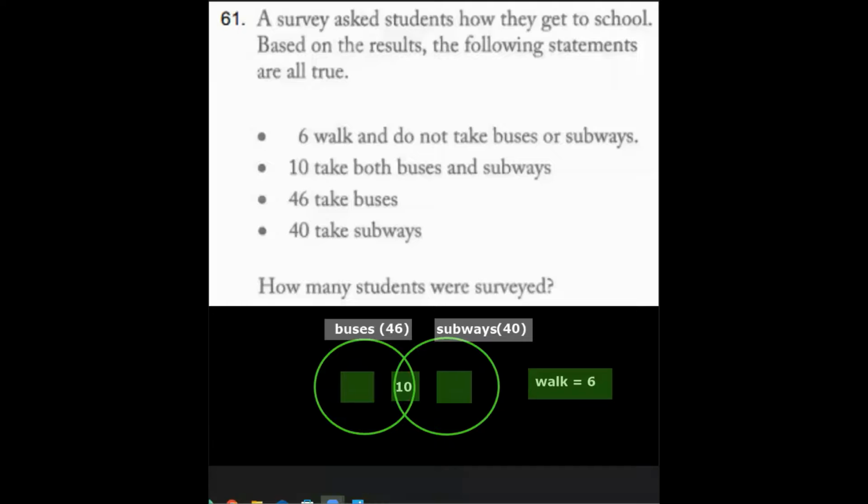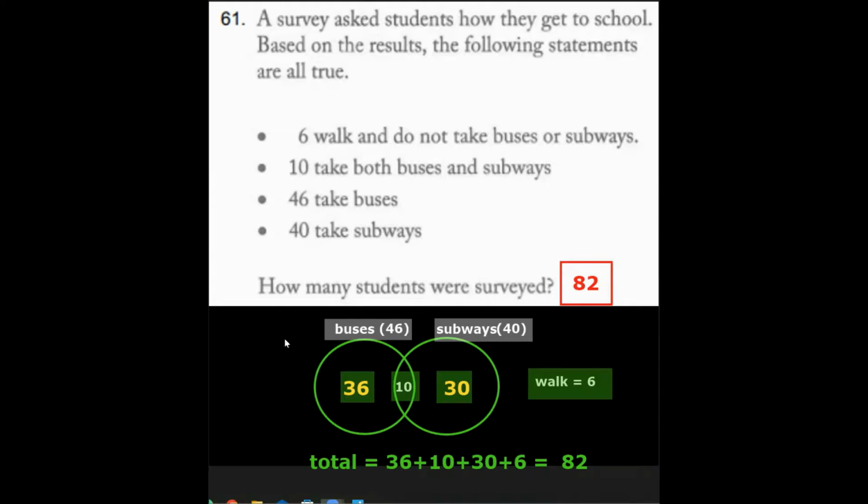Well, we can set up a Venn diagram for the buses and subways in this commute. And there's a separate group which just walk to school. They don't go on the public transit. Then we have, let's see, 46 take the bus total and 10 take both. So that means that 36 take only the bus. For the ring for the subways, we're told that 40 students total take the subways, but that includes 10 that take both bus and subways in their commute. So 30 students, 40 minus 10 is 30, take subways only.